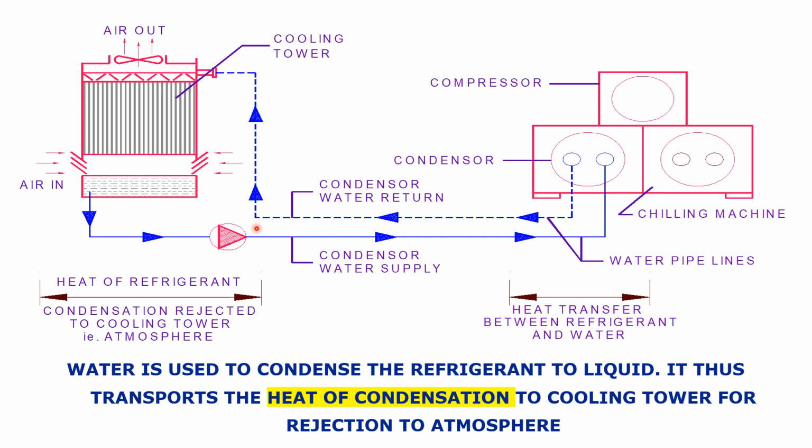Water is used to condense the refrigerant to liquid, and thus it transports the heat of condensation to the cooling tower for rejection into the atmosphere. Here we have seen the heat absorbed by the evaporator through the refrigerant is transferred to the condenser, and the heat of condensation is transferred to the cooling tower. Because of evaporation, the cooling tower rejects the heat and cold water again comes back to the condenser, and the cycle continues. So this is a typical arrangement from generation to the cooling tower, showing how heat is rejected.